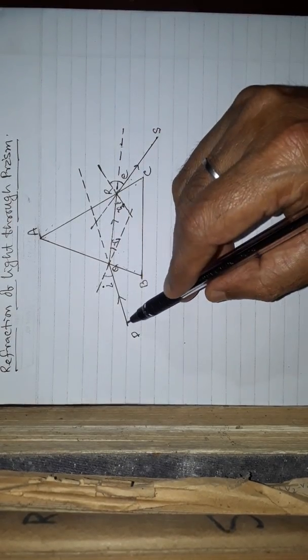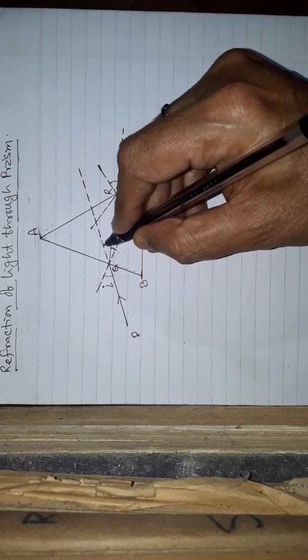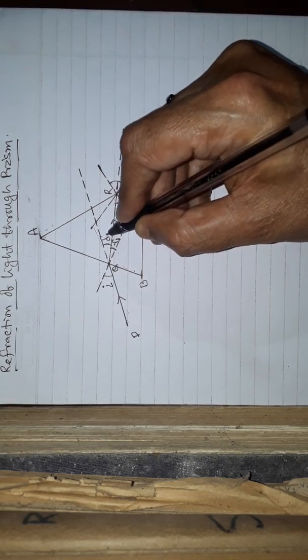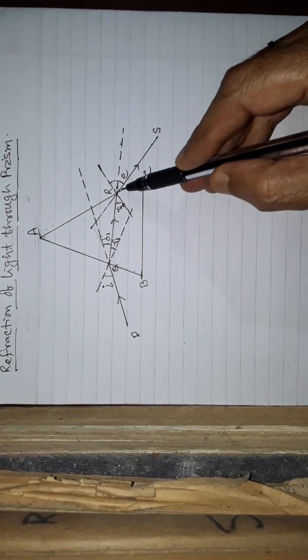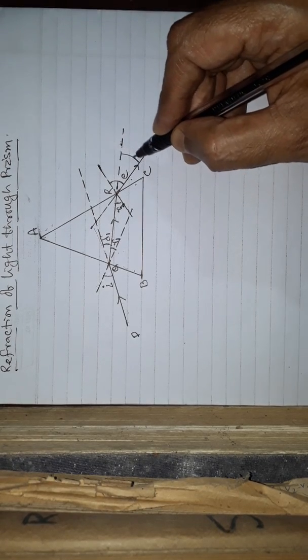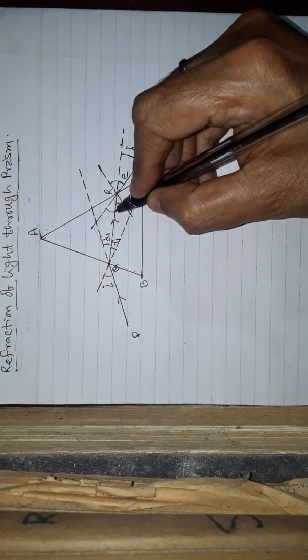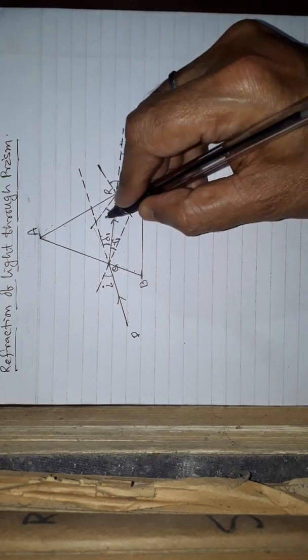Now if this surface is not present, the ray might have gone like this. Due to refraction at this surface, the ray was originally going in this direction, but it has gone this way. So this is the angle of deviation produced by the first refracting surface. And here the ray was going this way, but due to the refraction at this surface, it is coming this way. So this one will be delta 2, the angle of deviation produced by the second refracting surface. This is also delta 2, vertically opposite angle.